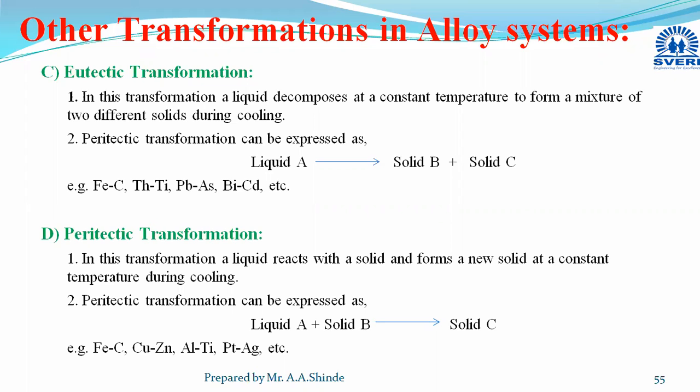Then eutectoid transformation. And if two solids combine to form one solid, it is peritectoid.